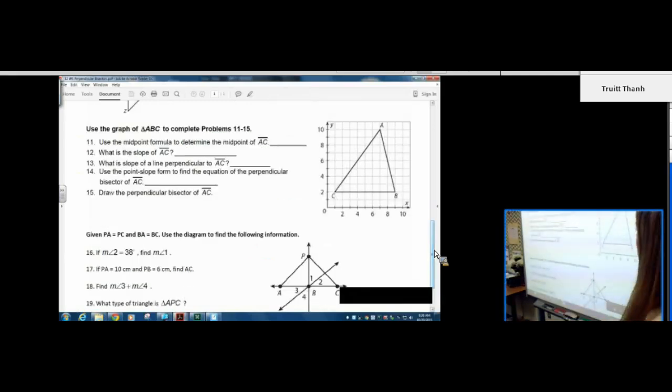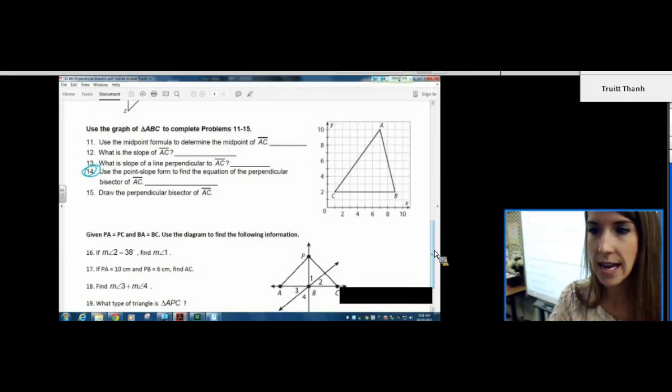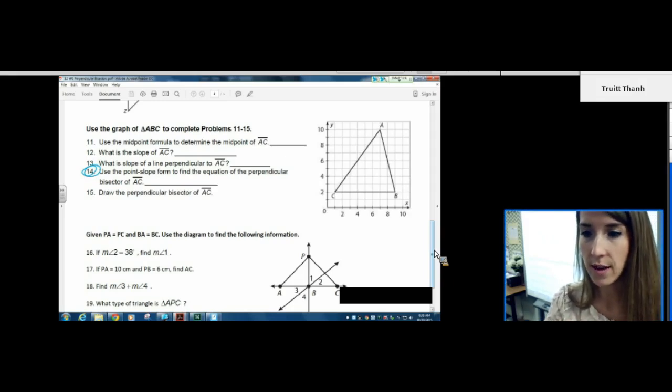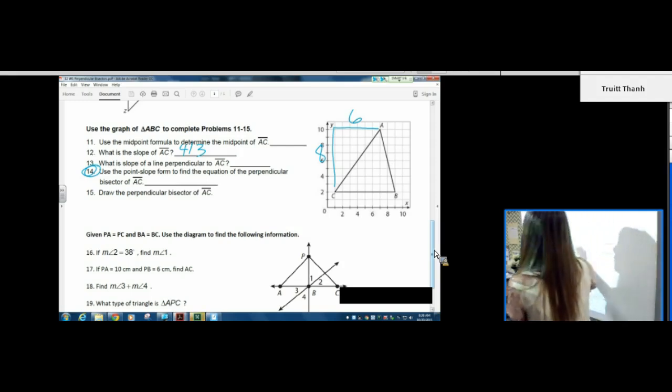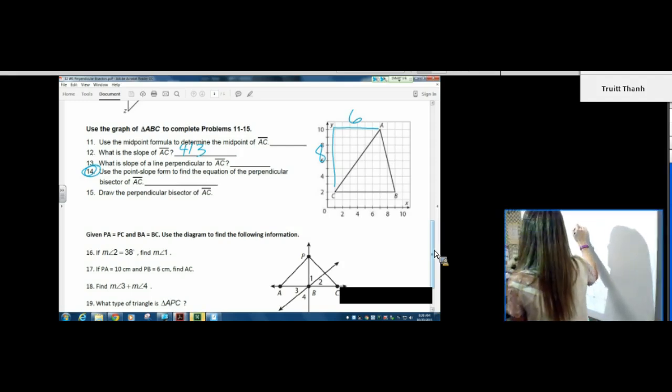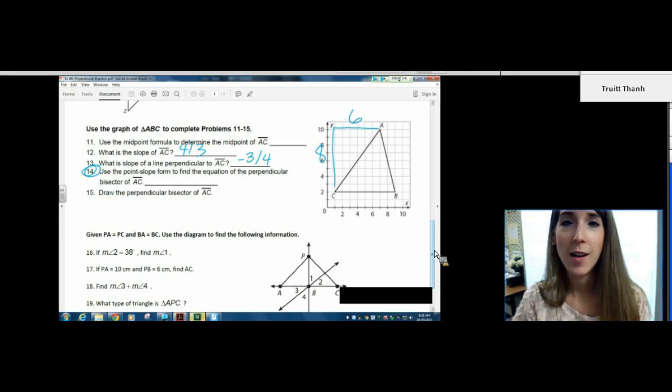Number 14 says to use point slope to find the equation of the perpendicular bisector of AC. So first we need to know the slopes, right? So did you already get that part, the slope of AC? So we already knew the slope of AC was 4/3. So the slope of a line perpendicular to AC would be -3/4. Now to use point slope form, we need a point and we need a slope. What do you think that point is going to be? We have a slope. What's the point?